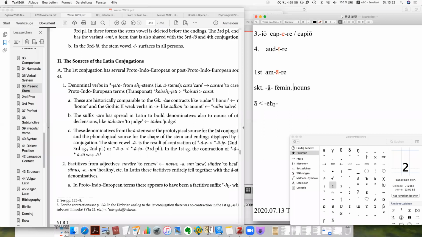In Sanskrit, feminine nouns can end in long R, and this is the origin of the Latin R. So the second laryngeal changes the A into an R. So this is quite regular. But as you can see, this is in origin a noun.